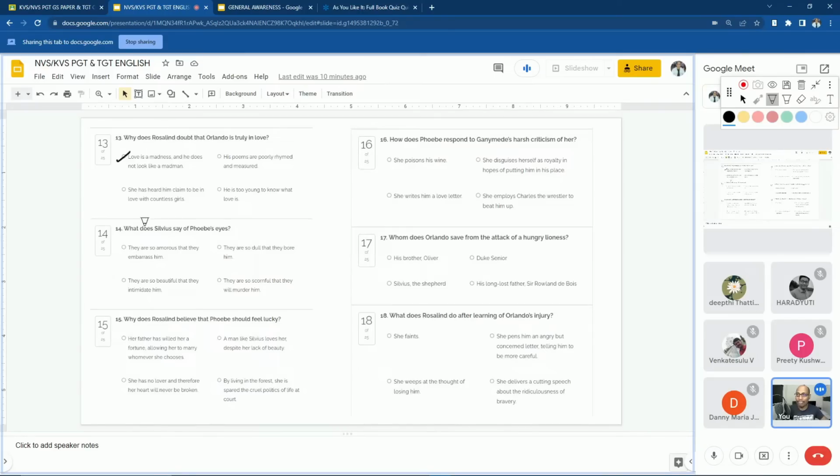Next one, Deepti ma'am. Please read a little quickly. The fourteenth question: what does Silvius say of Phoebe's eyes? They are so amorous that they embarrass him. They are so dull that they bore him. They are so beautiful that they intimidate him. They are so scornful that they will murder him. Which one is correct? The fourth one: they are so scornful that they will murder him.